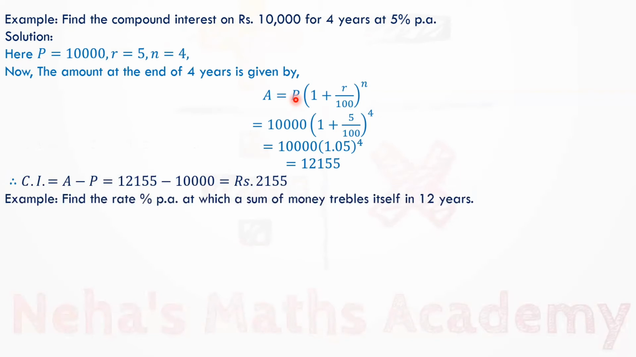Next example, find the rate % per annum at which a sum of money triples itself in 12 years. Means it is getting tripled, means 3 times of the original money. So let P be the sum which triples in 12 years at R % per annum.